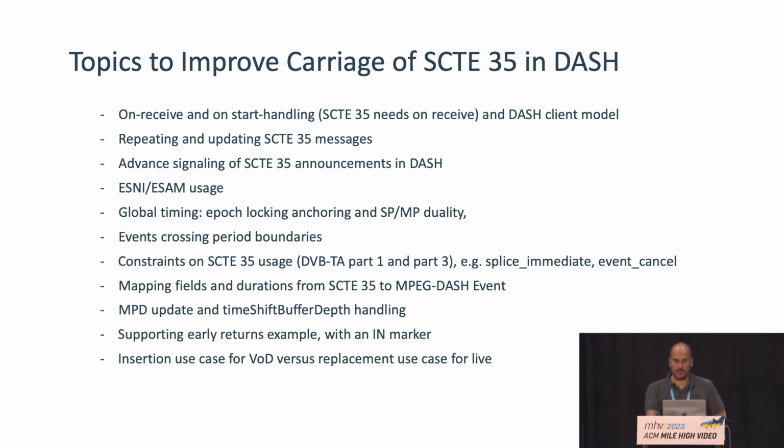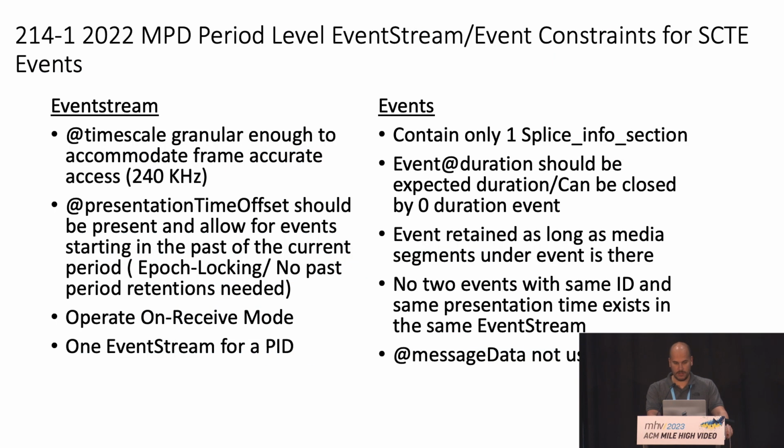And then there were some specific use cases that were difficult to do in OTT, like the early return for sports, for example, when you want to return earlier, and then also the insertion use case for VOD, which traditionally in normal broadcast is not present. So some of the solutions are described here for the event signaling. It includes using a common time scale to have this frame accurate splicing that was discussed and documented.